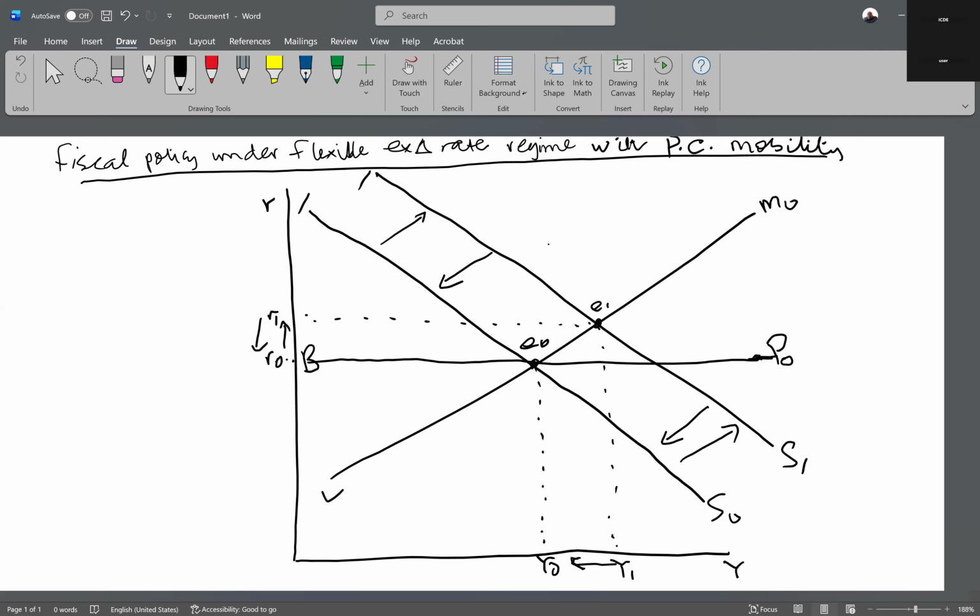Is that clear? Yes, Prof. I said fiscal policy under flexible exchange rate regime is not effective. So this is what we have. Is that clear? Yes, Prof. So you draw this curve. Finish, and we look at the monetary policy under flexible exchange rates.